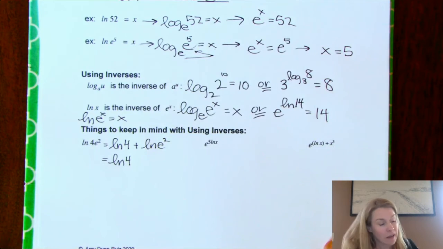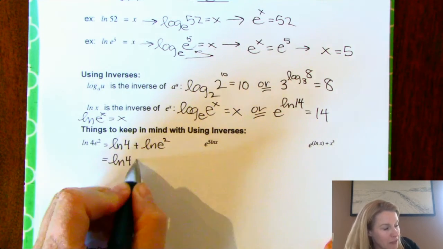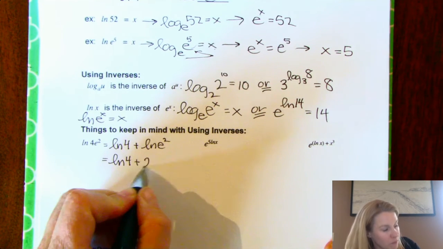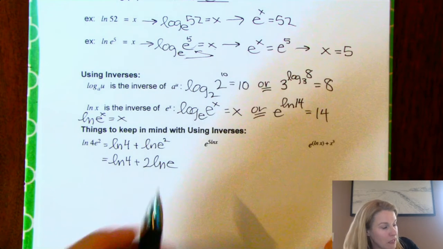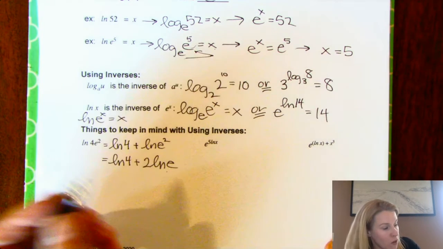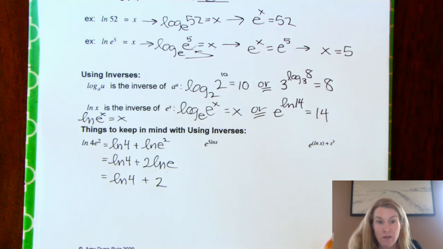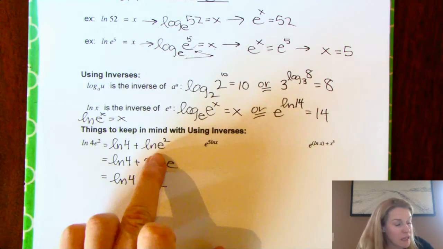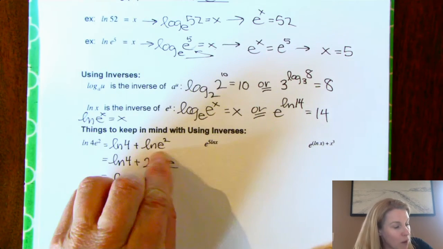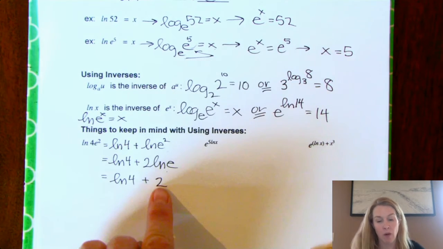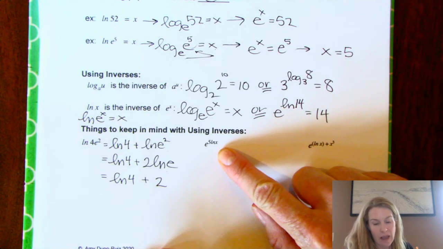ln of e to the second, well, remember that power rule. That power on the e can come down in front as a coefficient. And ln of e is 1, right? E to what power gives me e? Just 1. So I have ln of 4 plus 2. Another way I could have thought of this is, oh, ln and e are inverses, so I'm left with 2, right? E to what power gives me e squared? The second power.